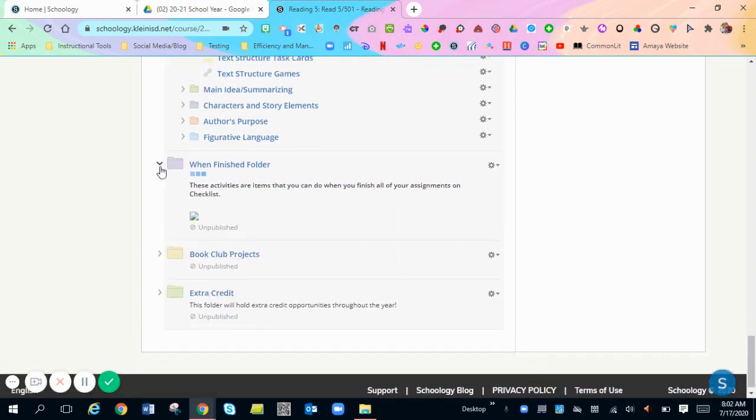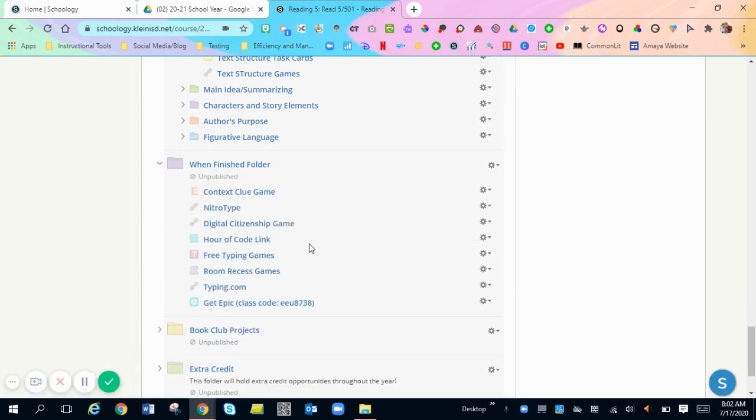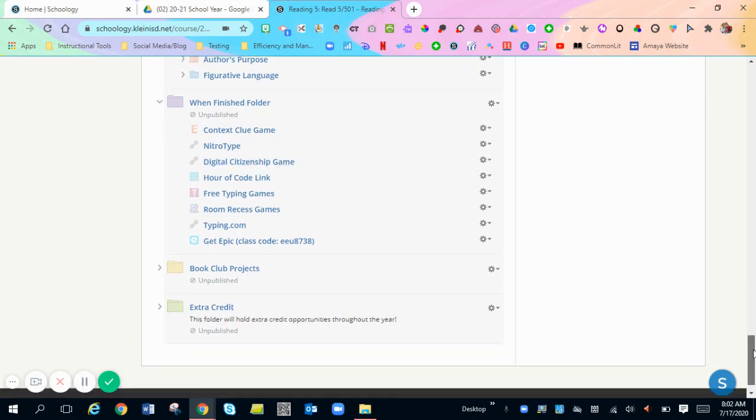Then I had a when finished folder for students. Just like with the seasonal activities, when they finished all of their assignments from their checklist, they could go to this when finished folder and do all of these fun games. They're games, but they're really learning games. So students would be able to complete those as well.